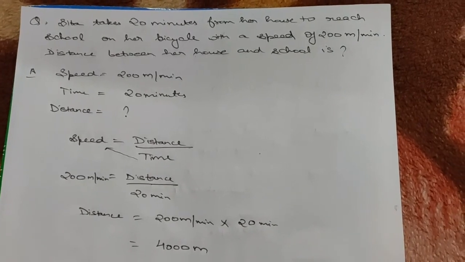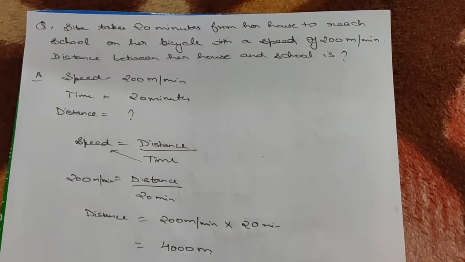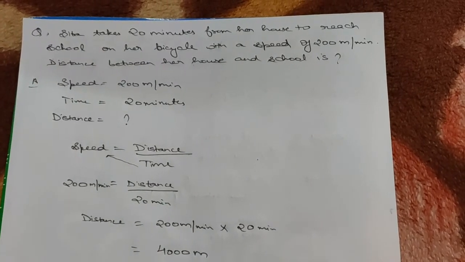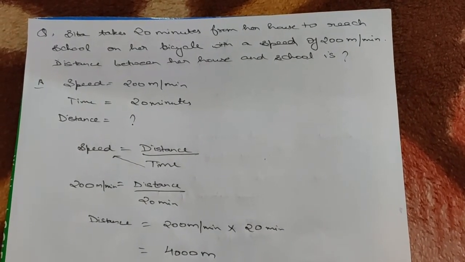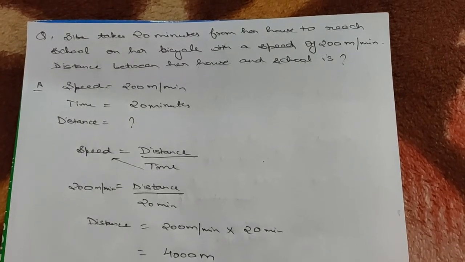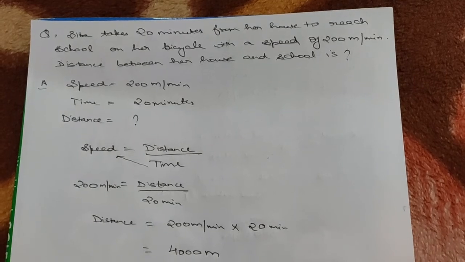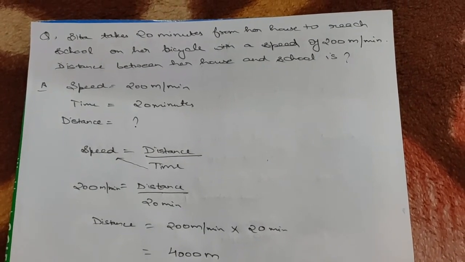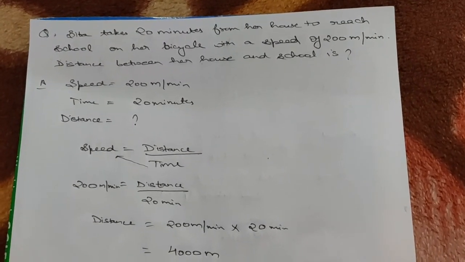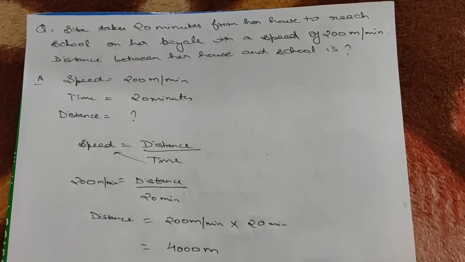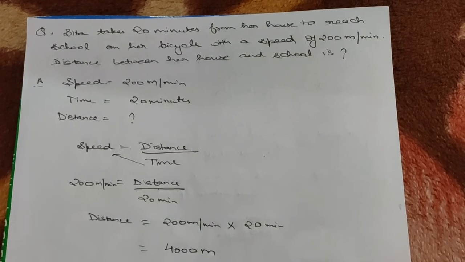Now let's discuss. Again, it is simple. Speed is given, time is given. Speed is 200 meter per minute, time is 20 minutes, and distance has been asked, as it was asked in the previous question. So what you have to do: speed is equal to total distance divided by time. The time will go into the multiply, so distance becomes 200 into 20, and the answer comes to 4000 meter. Okay, it is similar to the previous question, nothing different from that.